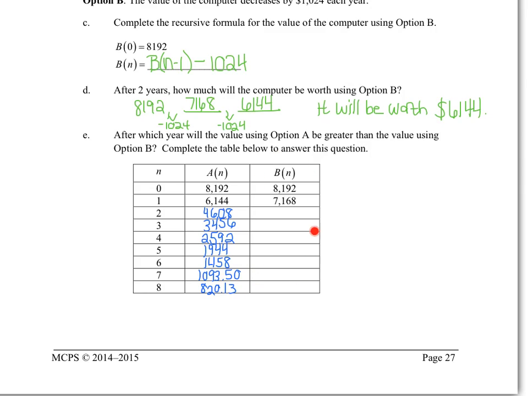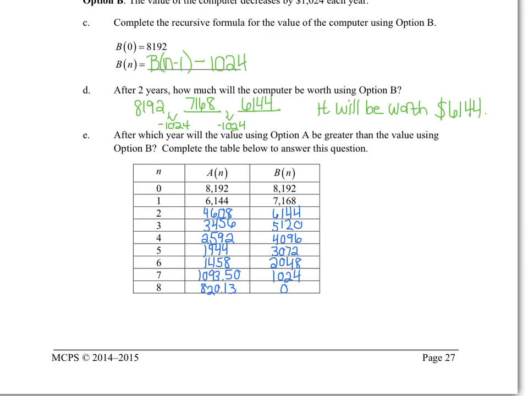However, B of n, the second column, is when we're going to subtract 1,024 each time. So 8,192 minus 1,024 is 7,168. Minus 1,024 is 6,144. Minus 1,024 is 5,120. Minus 1,024 is 4,096. Minus 1,024 is 3,072. Minus 1,024, we have 2,048. Minus 1,024, we have 1,024. And 1,024 minus 1,024 is 0.